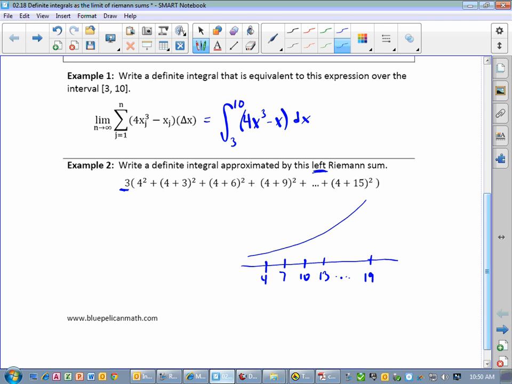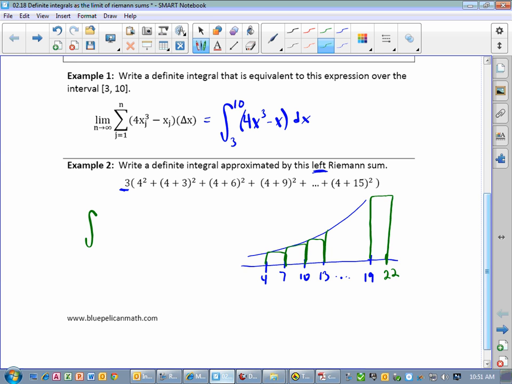Now, if this is a left Riemann sum, let's think about this for a second. Our rectangle would go right here and then over. Here and then over. Here and then over. This is a couple right in here. And then this last one, here and then over to the end of our interval. So what is the end of our interval? How wide is this rectangle? So what is this last value? 22. So since this is a left Riemann sum, we can write this as the integral.